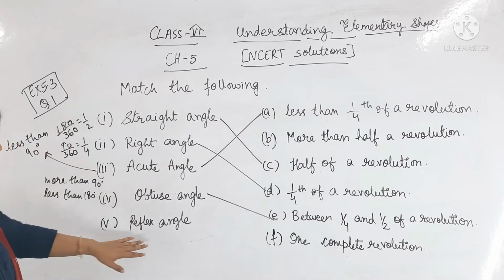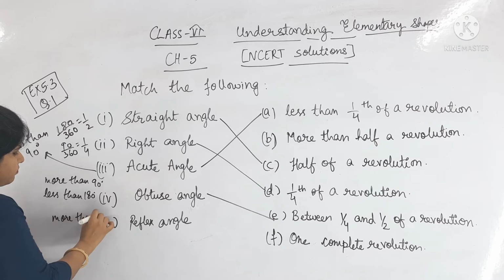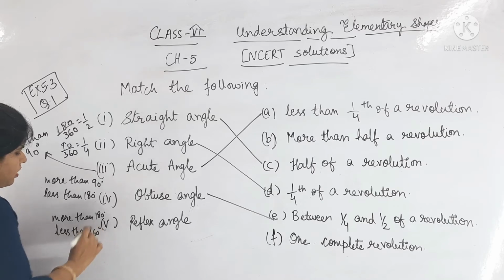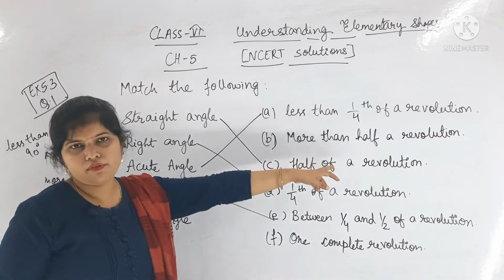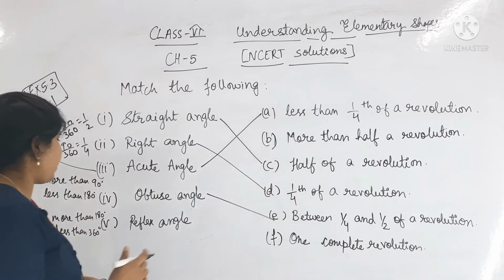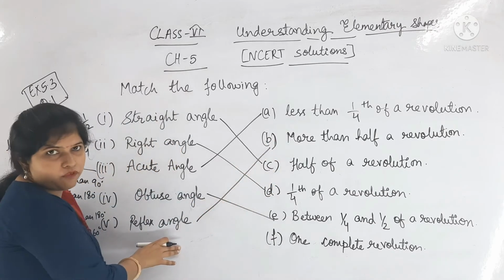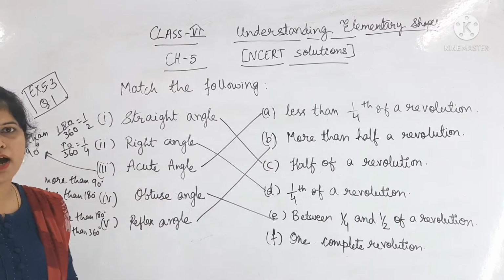Then number 5 is reflex angle, that is more than 180 degree and less than 360 degree, between 180 degree and 360 degree. So it is written that more than half a revolution, that will be your reflex angle. Half revolution is for 180 degree and this is for more than 180 degree. So more than half a revolution, that is your matching part.